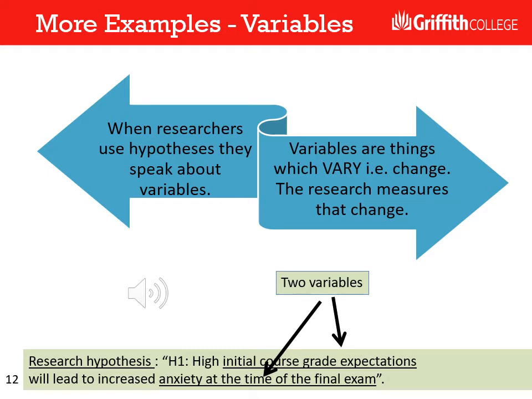So with a variable, we need to express what it is. And if you look at the examples down the bottom, we have two variables here: initial course grade expectations and anxiety at the time of the final exam. Now here, we're going to talk about language just a little bit.